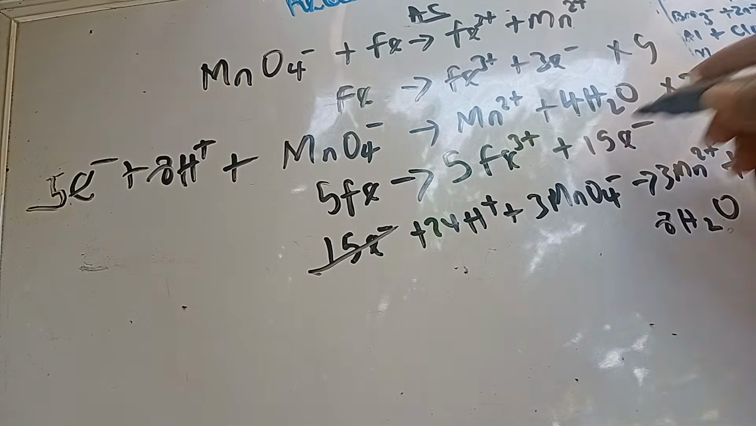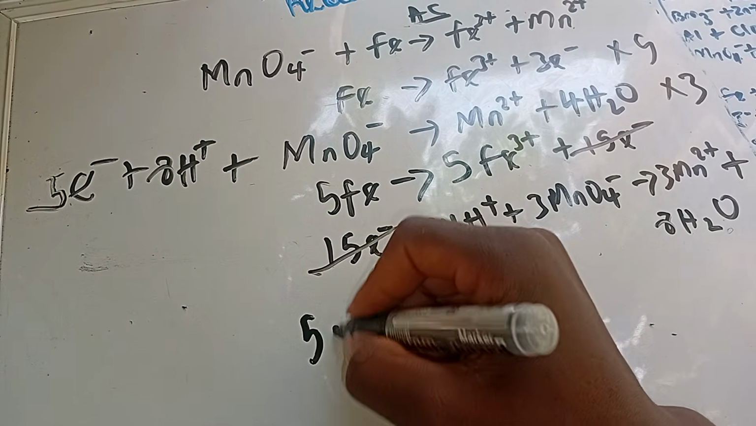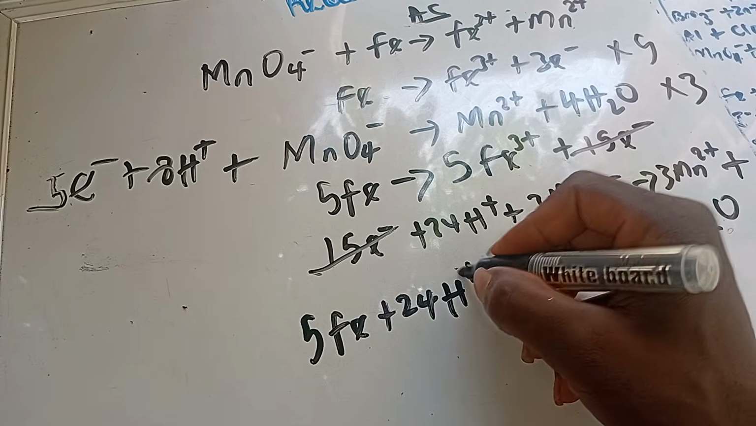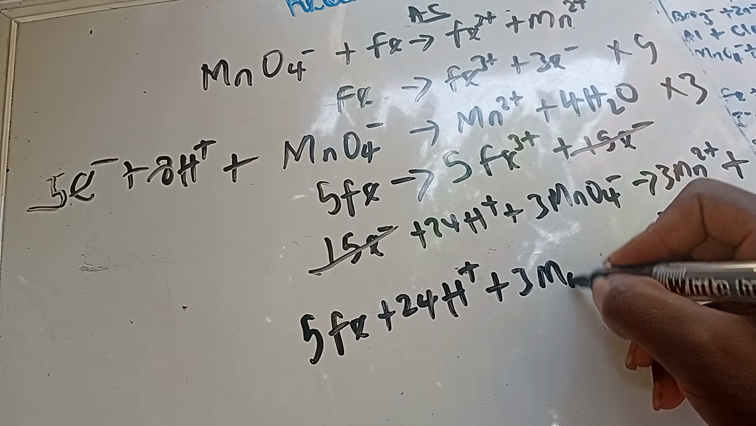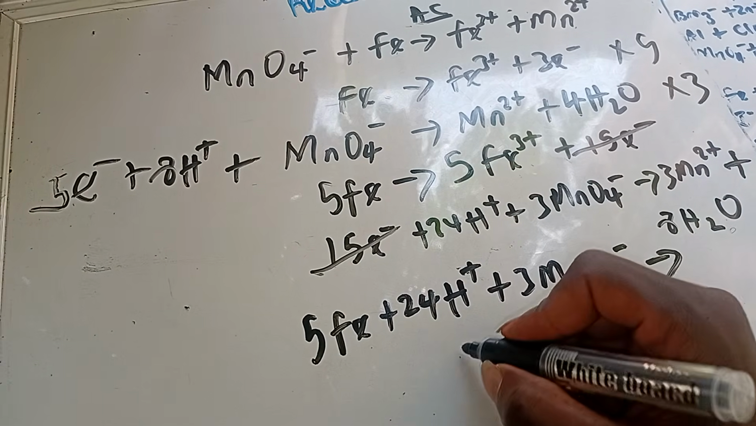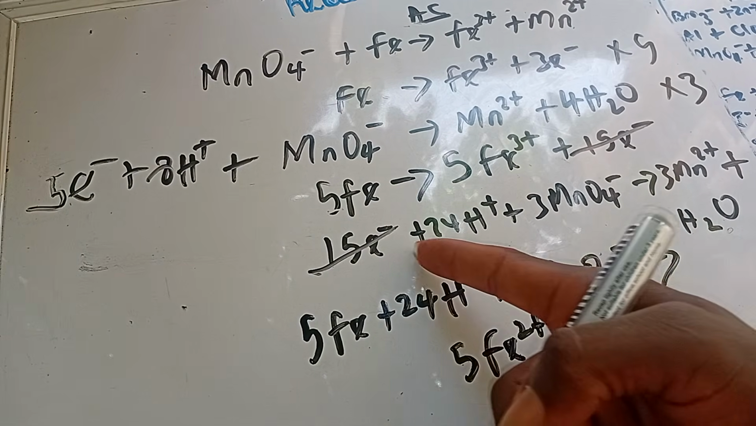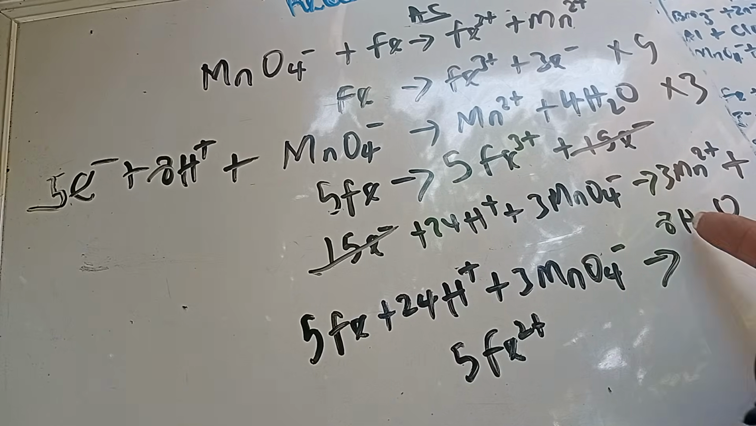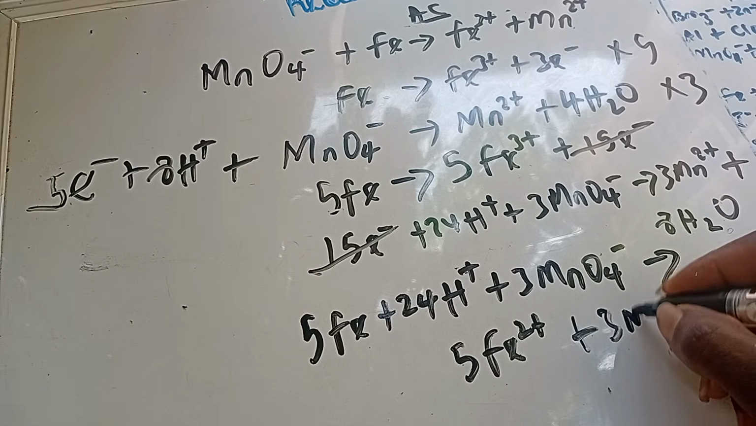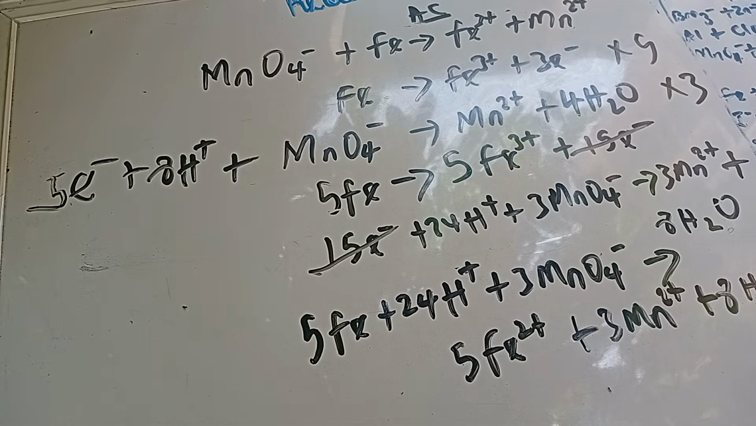So we cancel 15 e-, isn't it? Now what do we have on the left side? We have 5 Fe, plus 24 H+, plus 3 MnO4-. What do you have left on this right side? On the left side and on the left side here, you gather them together. The right side and the right side here, you gather them together. The right side here is 5 Fe3+, 3 Mn2+, and 8 H2O.